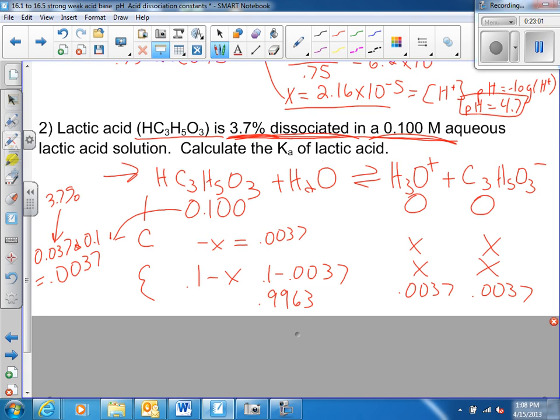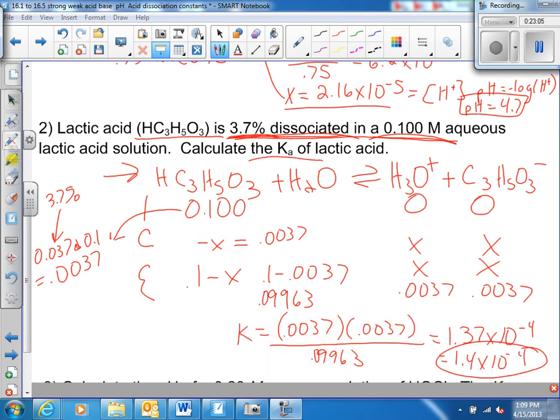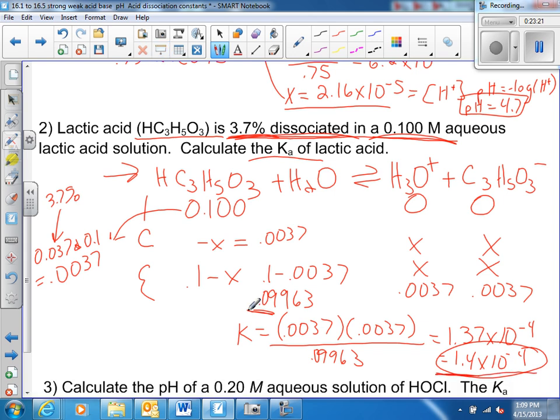And now K, it asks us to calculate K. That's just products over reactants. And I had another little math issue over here that was 0.09963. Some of you probably caught that and were ready to call me, but we've got this fixed. So we find our K, and we only had 2 sig figs, so 1.4 times 10 to the minus 4.